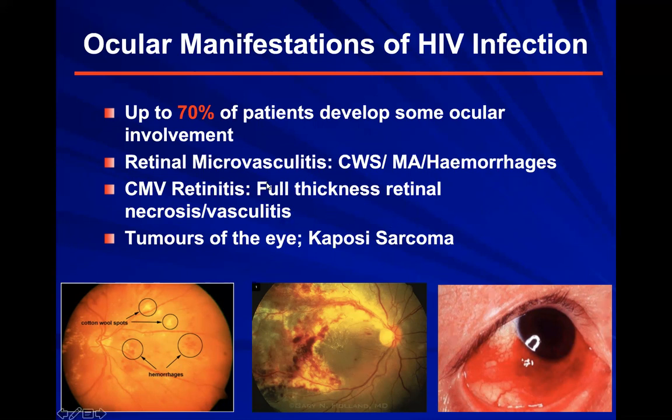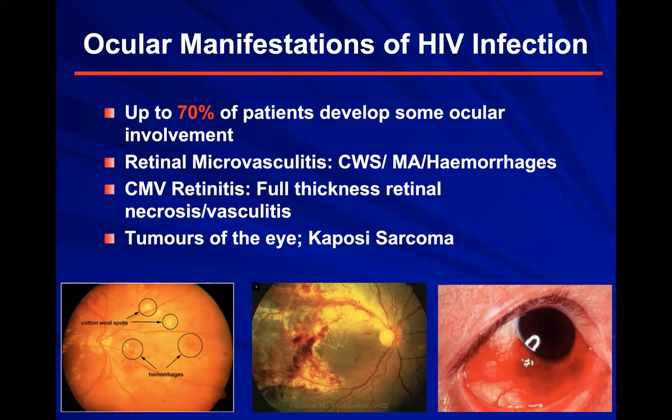You get a retinal microvasculitis, cotton wool spots, as you see nicely here. You can get hemorrhages. You can get microaneurysms. These are the features of the retinal microvasculitis in HIV infection.